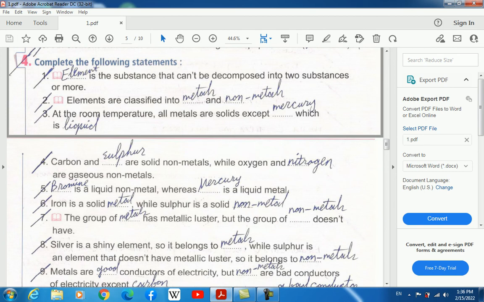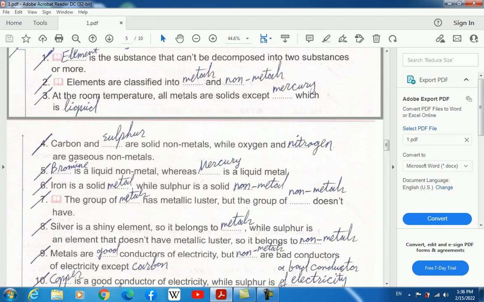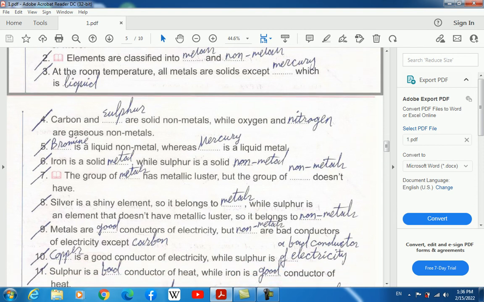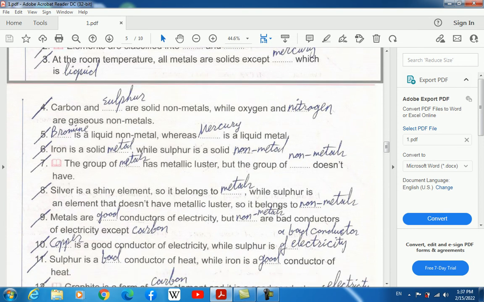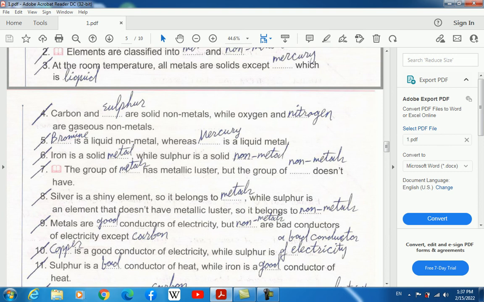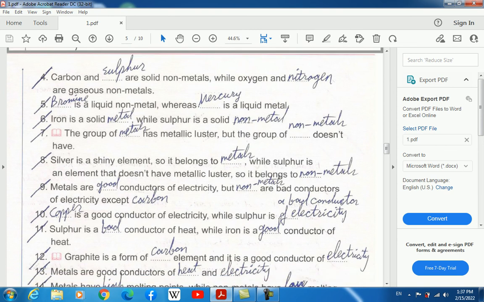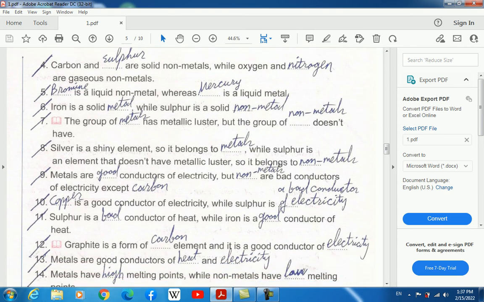Now to number 4. Complete the following statements. 1. Element is the substance that cannot be decomposed into two substances or more. 2. Elements are classified into metals and non-metals. 3. At room temperature, all metals are solids except mercury, which is liquid. 4. Carbon and sulfur are solid non-metals, while oxygen and nitrogen are gaseous nonmetals.